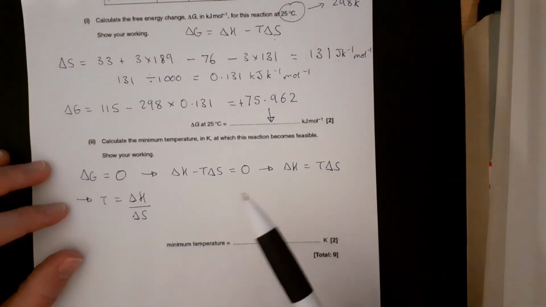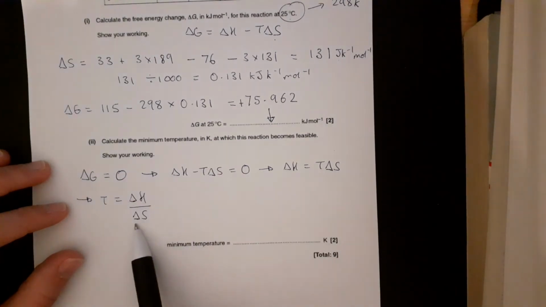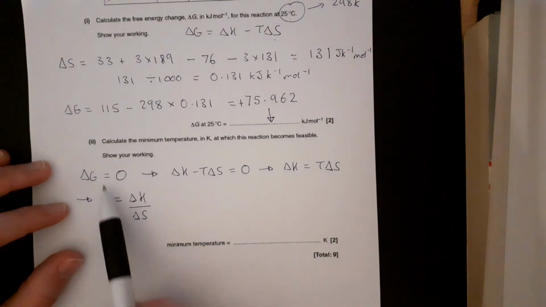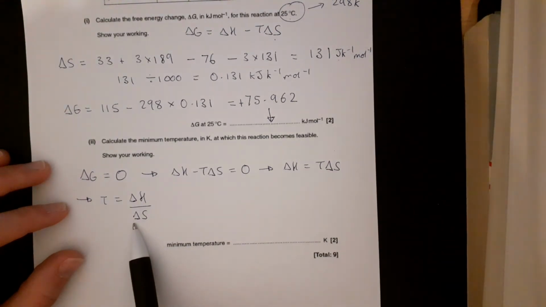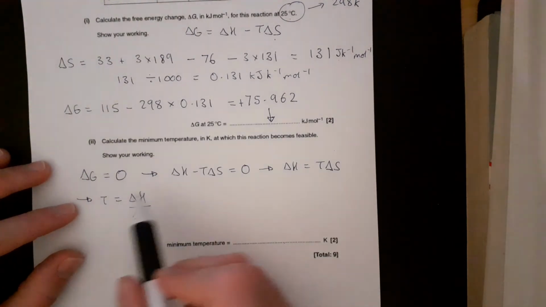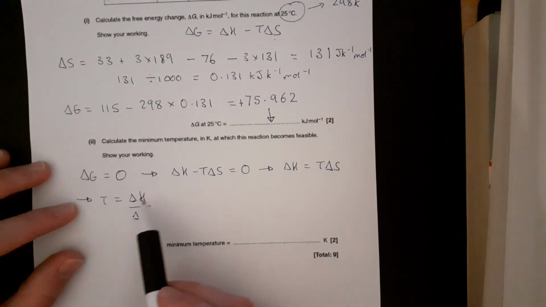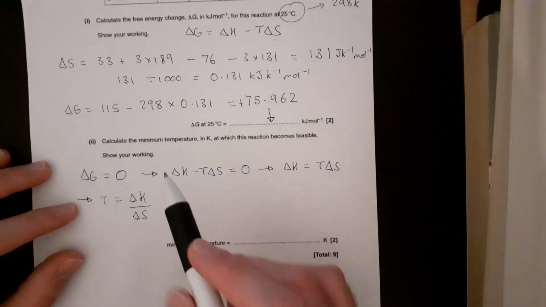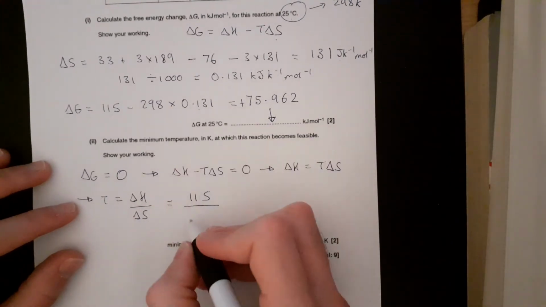I mean, it takes like 1 minute, I think, not even that. So it's worth writing, because sometimes you get marks for actually showing this. So I think it's worth doing this rather than just jumping straight to this point. And certainly if you get the wrong answer, you'll certainly pick up marks if you've done this. And now we can just substitute the values in. So delta H was our 115. And delta S was 0.131.